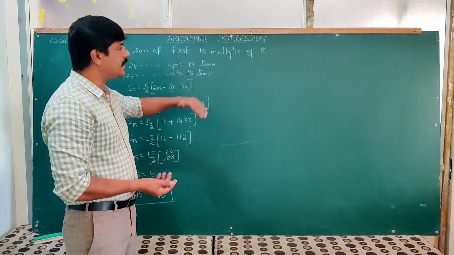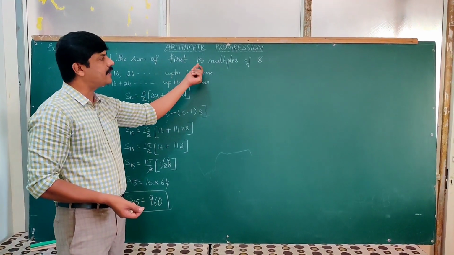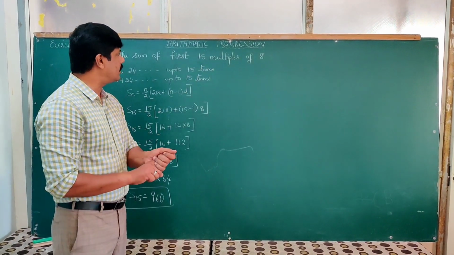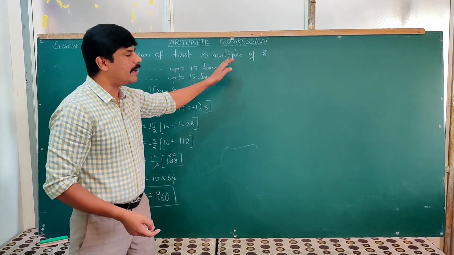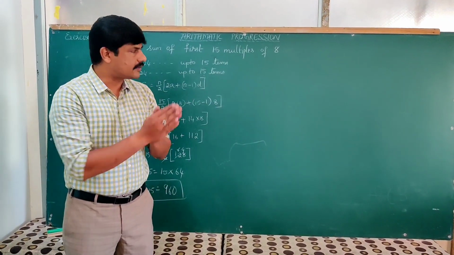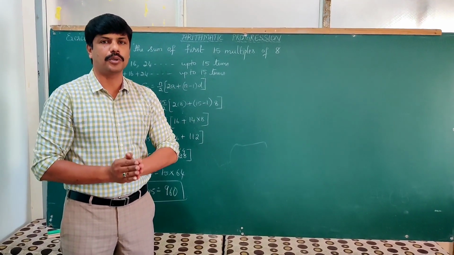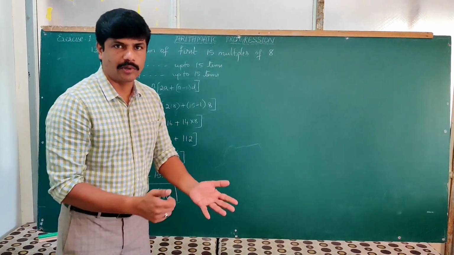Now you can see that it is an applicative type of question. Here it is asked in the textbook to find the sum of first 15 multiples of 8. You need to find the sum of first 15 or 20 or 30 multiples of 3, multiples of 4, multiples of 5, like this. Some 10 problems you have to do. Understand? This is your home assignment. Now we'll enter into the 14th problem.